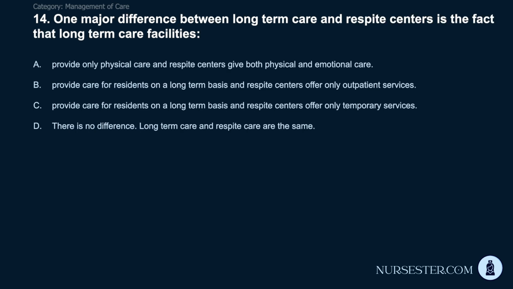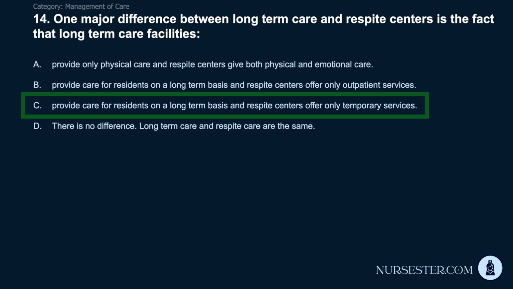14. One major difference between long-term care and respite centers is the fact that A. Long-term care facilities provide only physical care and respite centers give both physical and emotional care. B. Provide care for residents on a long-term basis and respite centers offer only outpatient services. C. Provide care for residents on a long-term basis and respite centers offer only temporary services. D. There is no difference. Long-term care and respite care are the same. Correct answer, C. Provide care for residents on a long-term basis and respite centers offer only temporary services.